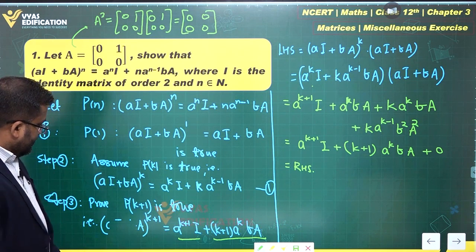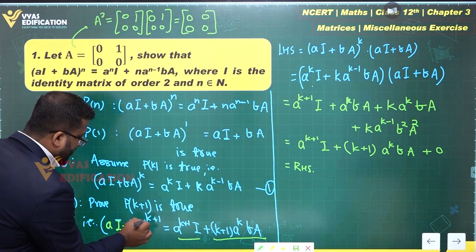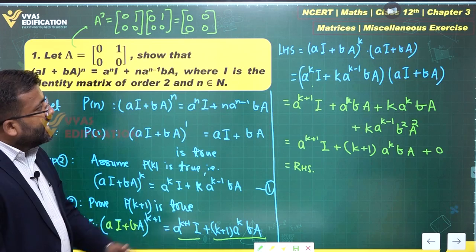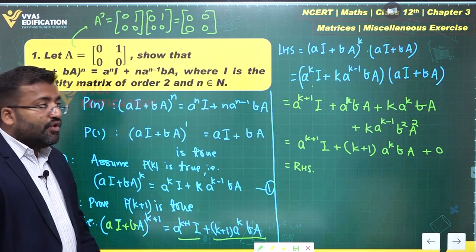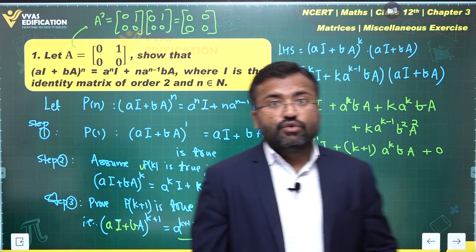Okay, and what is this? This is (aI + bA) power k, right? We wanted to prove this equals this. And for proving that, have we done that? Yes, this LHS is equal to RHS using this P(k). Okay, step 1, 2, 3 done.